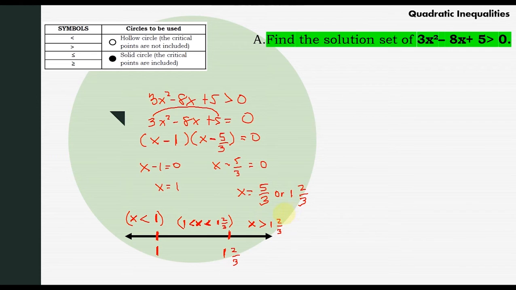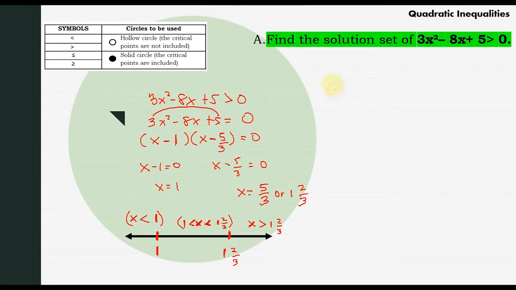So now we're going to test which interval will satisfy our solution. So let's go back to our original inequality. We're going to test our points.